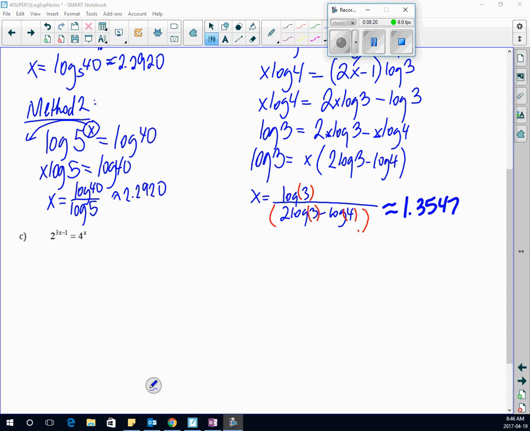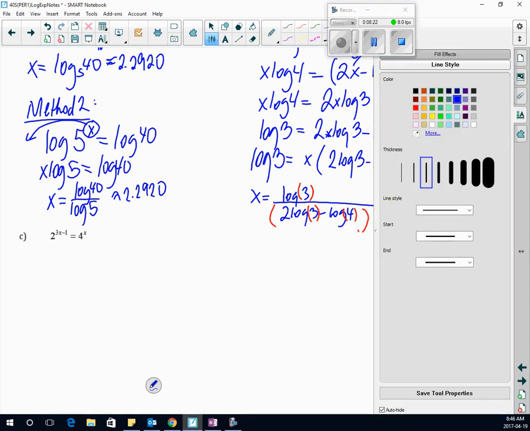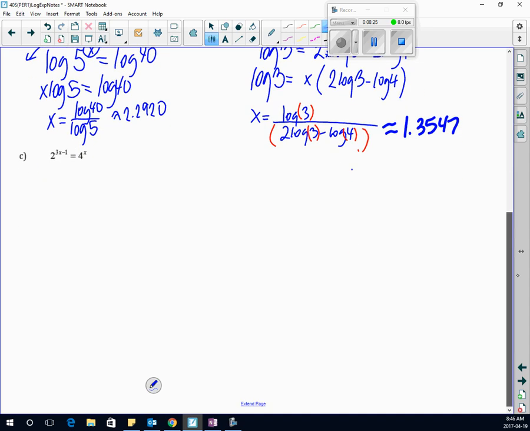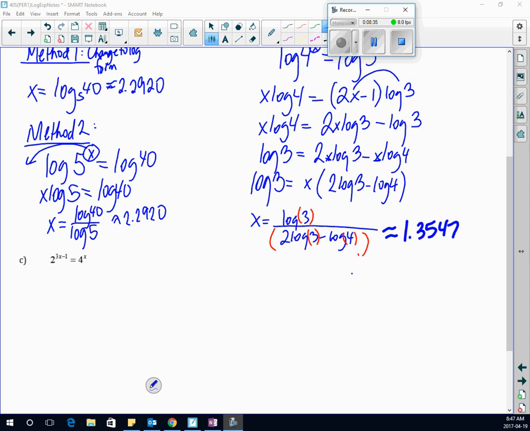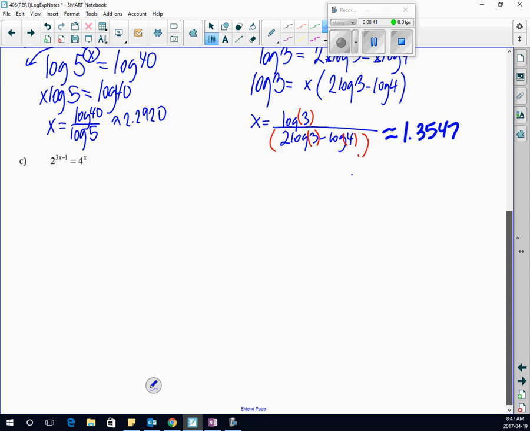So let's do the next one. Does everybody see? What do you see? The reason why you moved the log 3 over. So what would we do for C here?